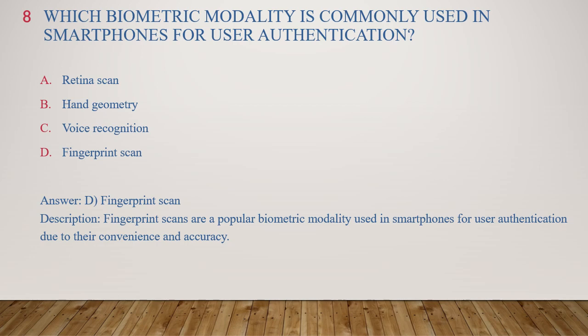Fingerprint scan. Here's why. Retina scans. While highly secure, they are expensive and not widely available in smartphones due to technical limitations and potential user discomfort. Hand geometry. Similar to retina scans, it's not as common due to technical challenges and less accuracy compared to other modalities. Voice recognition. While gaining traction, it can be susceptible to background noise and impersonation, limiting its widespread adoption as the primary authentication method.